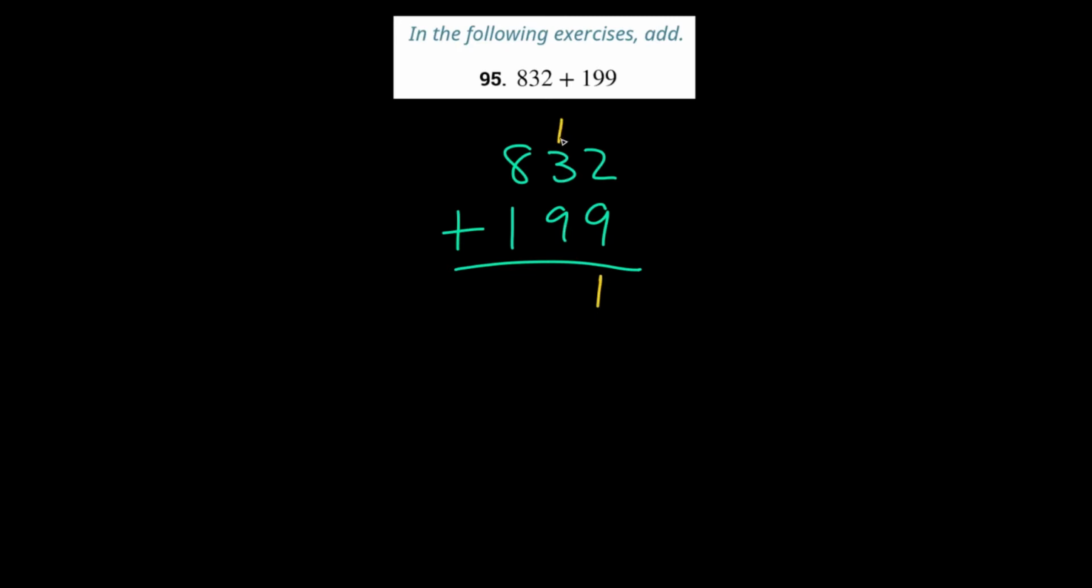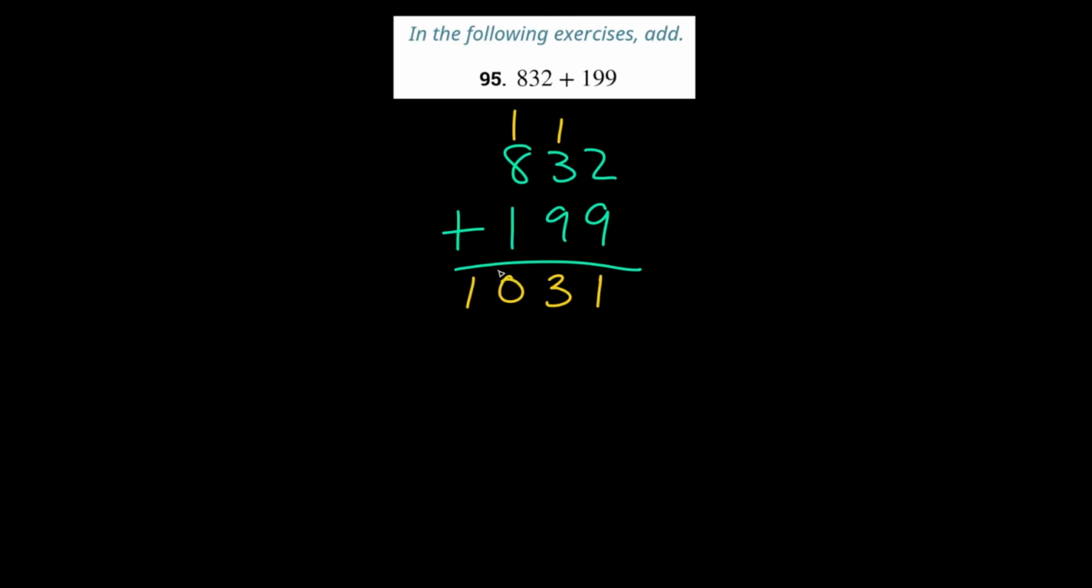Now we can use the commutative property of addition to change the order in which we add without changing the result. So I see this 1 plus 9 can make 10 very easily. I'm going to add those first. 1 plus 9 is 10, plus 3 is 13. We put the 3 here, carry the 1. 1 plus 8 is 9, plus 1 is 10.